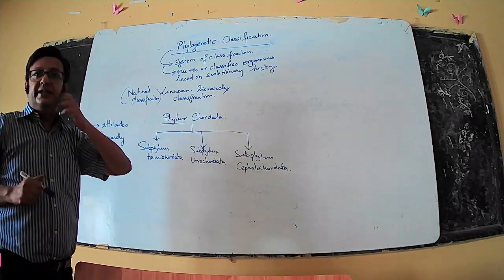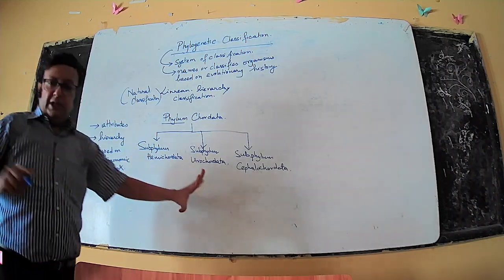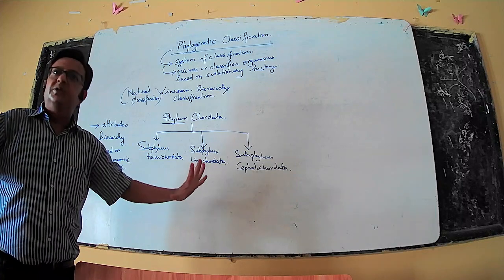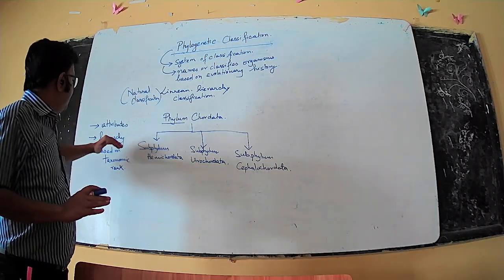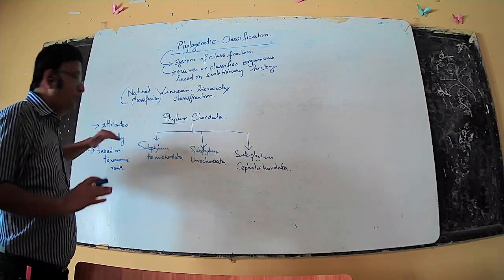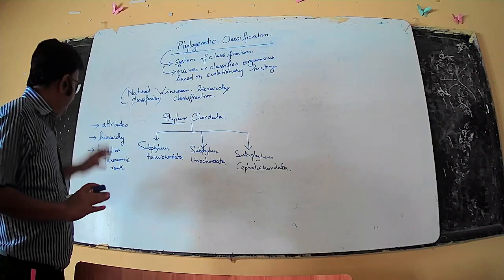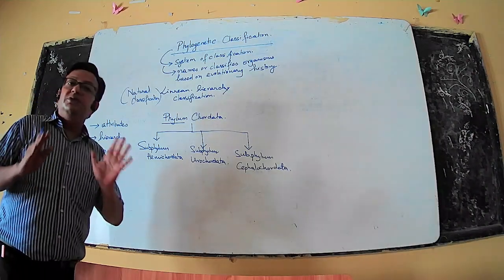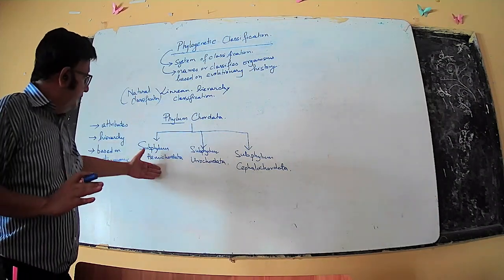So this is actually the natural or Linnaean hierarchy, the system which we use. You evaluate as many attributes or characters as possible. Then, on the basis of characters, you group them into a hierarchy, phylum, subphylum, and you do this based on taxonomic rank. Phylum is above, subphylum is below.